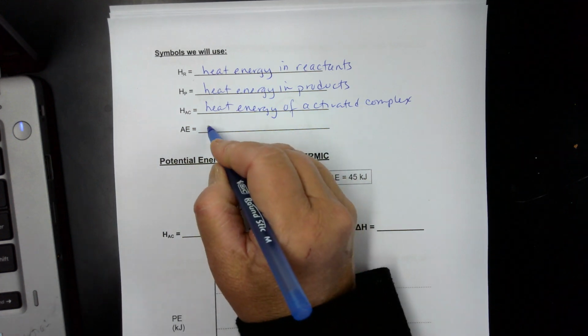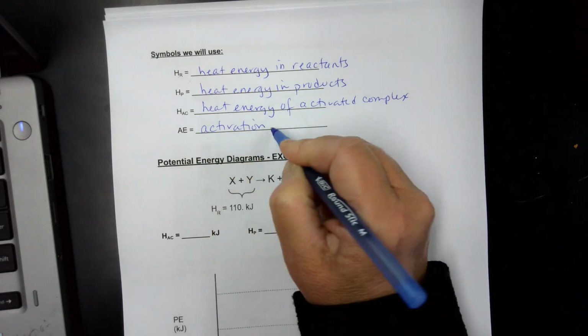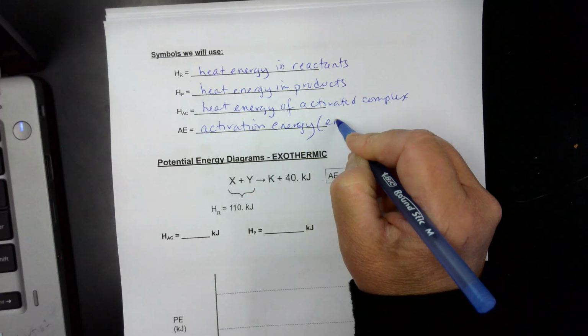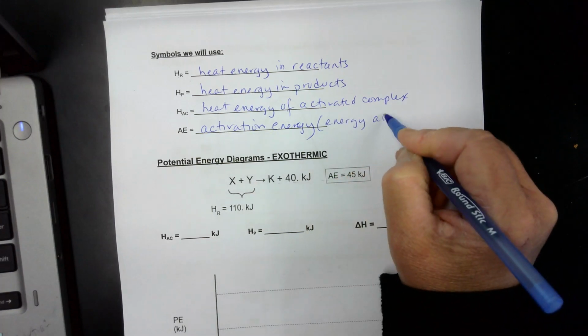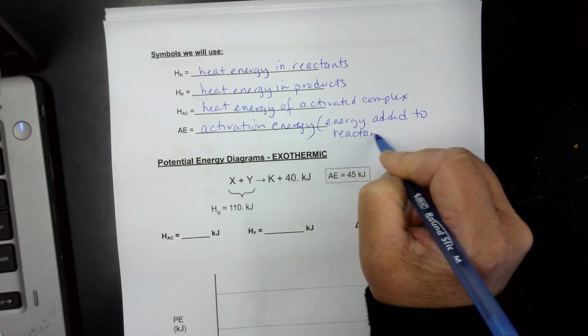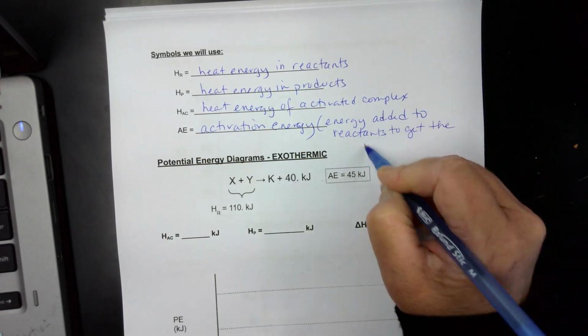And the activation energy is symbolized by AE. And this is the energy added to the reactants to get the reaction started.